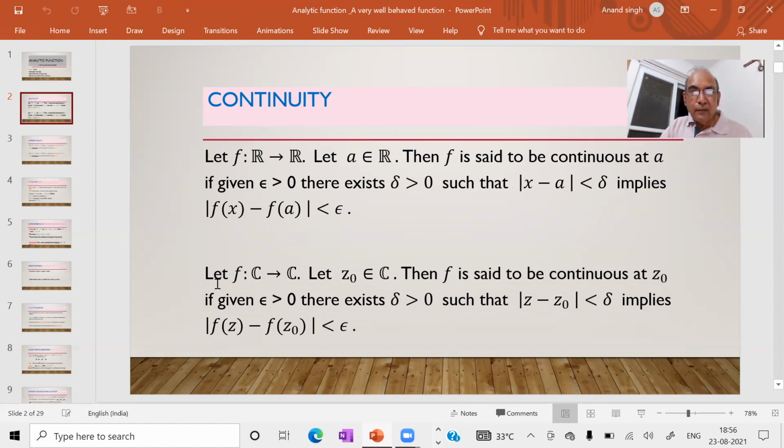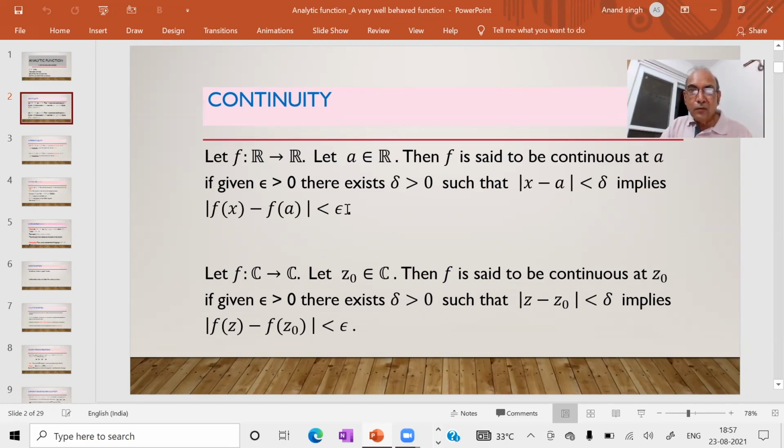The similar type of relation we have for complex analysis. Let F be a mapping from C to C. Let Z0 be in C. Then F is said to be continuous at Z0 if, given epsilon positive, there exists a delta bigger than 0, so that |Z minus Z0| less than delta implies |f(Z) minus f(Z0)| is less than epsilon.